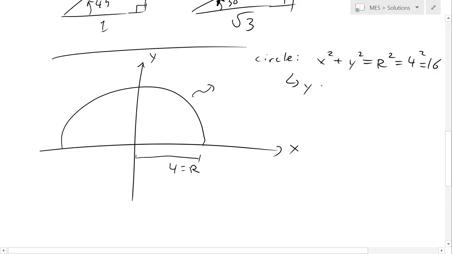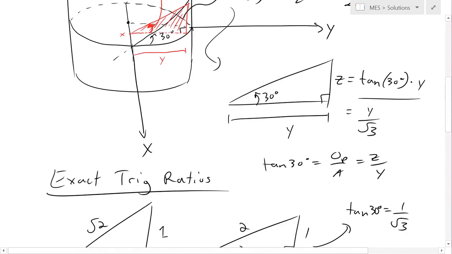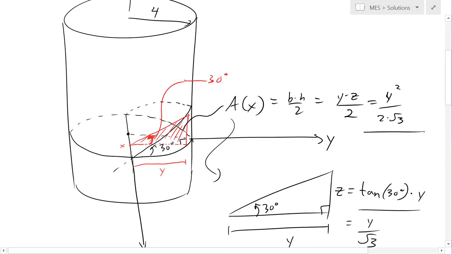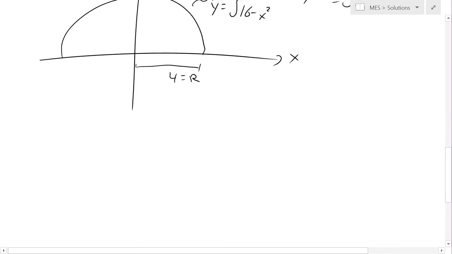So we could rearrange it. y will equal plus or minus, but in this case it is the positive side. So we'll just circle the plus of square root of 16 minus x squared. So we're just rearranging it. So that is what y is. So I'll just write that down right here. y equals square root of 16 minus x squared. So now we could plug this into our area function.